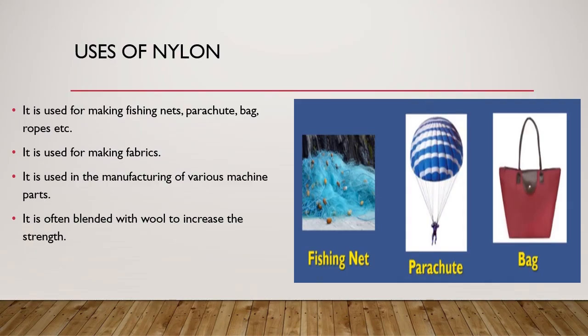Uses of nylon. Nylon can be used to make fishing nets, parachutes, bags, ropes, tents. It can be used for making fabric. It is used in the manufacturing of various machine parts, and it is often blended with wool to increase the strength. It can also be used for making packing materials.